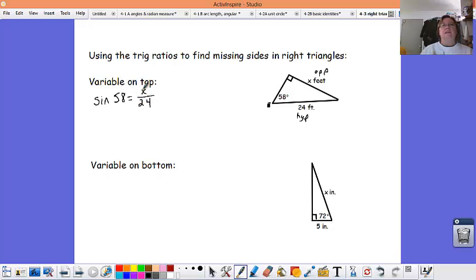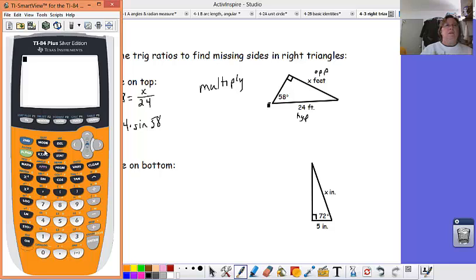And when the variable is on top, then to get x alone, we multiply. So our x is going to be 24 times the sine of 58. For me, I call this the multiply problem. Variable on top, we multiply. Let's get a value for that. Make sure that your calculator is in degree mode since you're entering an angle measure.